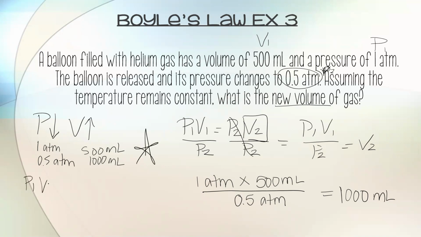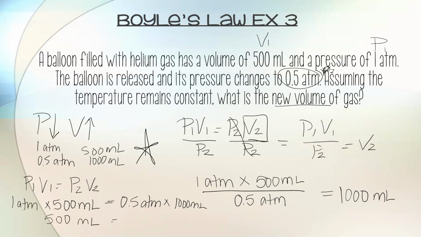Also, just because we can, let's plug back into this. So P1 times V1, that equals 500, equals P2 times V2. 1 times 500 is 500. 0.5 times 1,000 is 500. So once again, double checked. Yep, we're good. That is Boyle's law. Pressure and volume vary inversely if temperature is held constant. Therefore, temperature is not in the equation. So it's P1 V1 equals P2 V2.